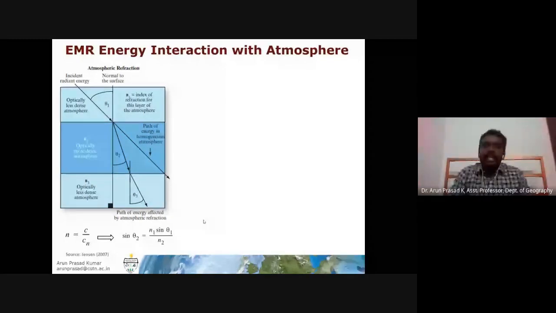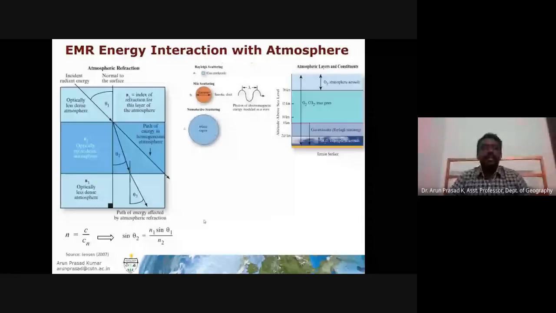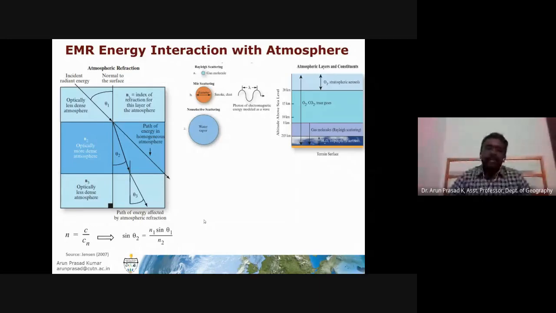The second one is scattering. Scattering is responsible for the blue sky. The gas molecules in the atmosphere scatter away the shorter wavelength, the blue radiation in the EMR, and so the scattered blue radiation creates the blue sky.